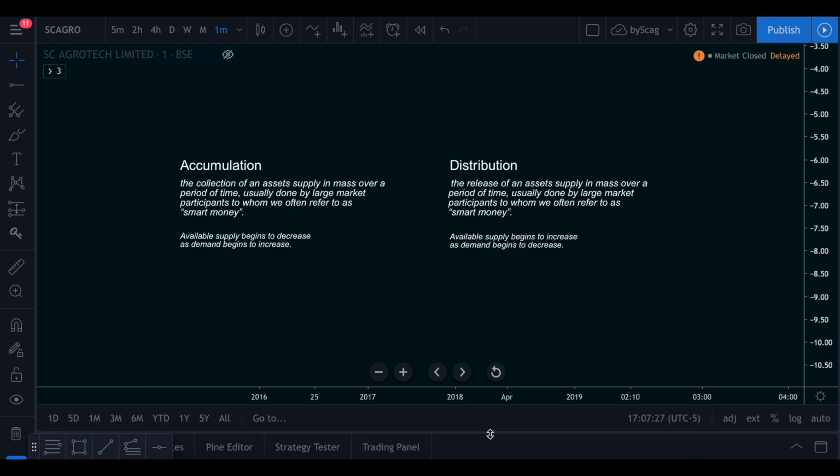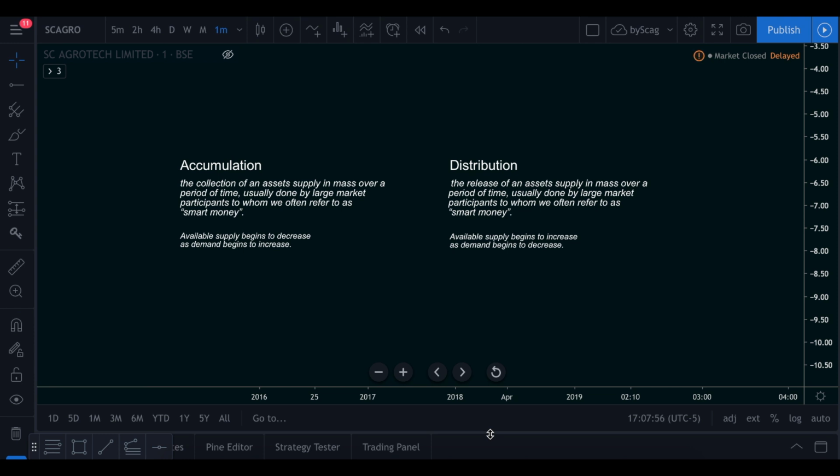We're going to start with accumulation on the left. Now, accumulation is just the collection of an asset's supply in mass over a period of time. Now, this is usually done by large market participants. We often refer to this as smart money. You'll also hear terms like big money, institutional money, market makers, market operators, all the same titles for pretty much the same people.